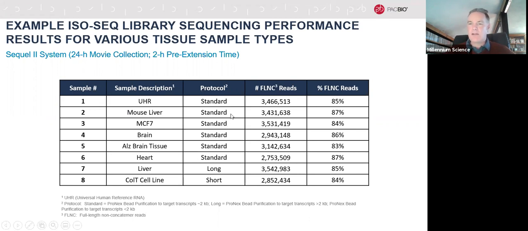Again, the protocol that I alluded to, where you can adjust your ProNex speed ratios a little bit: the standard is capturing around that mode of 2 kb. The long is capturing those slightly longer molecules up to maybe 4 or 5 kb, and the short is the stuff less than 2 kb. So again, this was run on these different samples. You're still looking at around 3 or whatever odd million of these filtered non-concatenated reads per sample, and again 80 to 85% for the percent of reads that you get through.